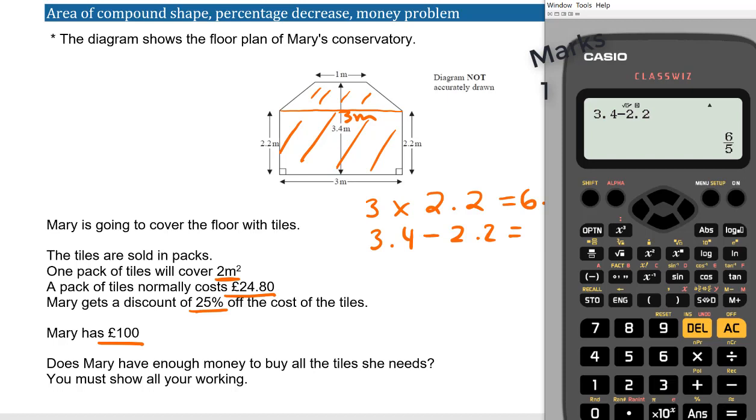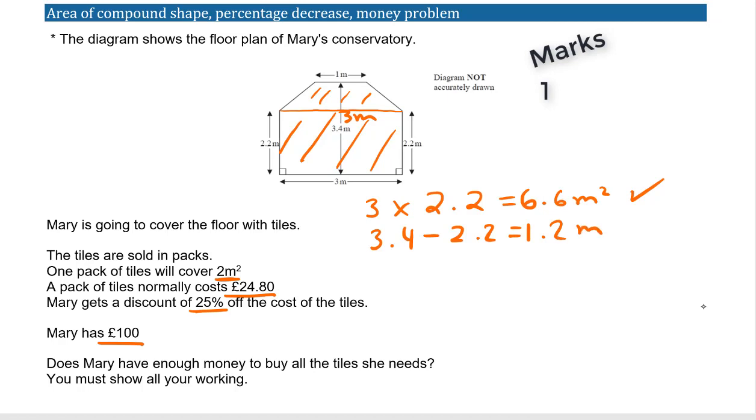So 3.4 take away 2.2 is 1.2. So we have 1.2 meters. So the height is 1.2 meters. Now we've got all the necessary information that we need to work out the area of the trapezium.